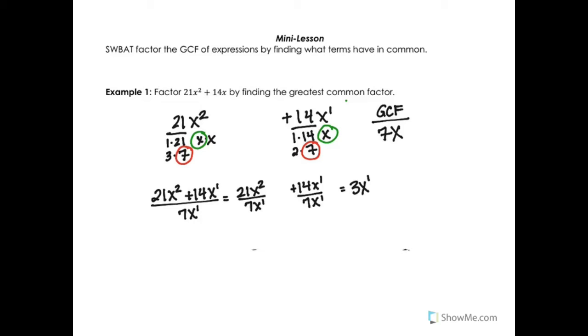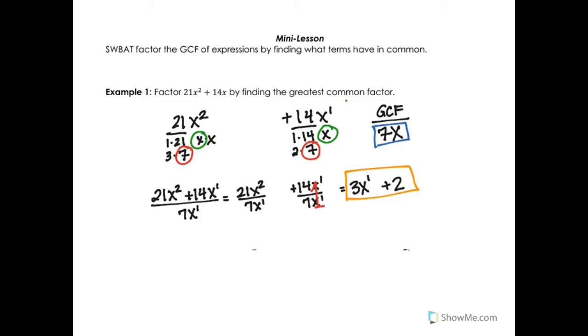Then we do the same thing for the second part of our expression. Positive 14 divided by 7 gives me a positive 2. And x to the first divided by x to the first is the same thing divided by the same thing, so that turns into a 1, which we don't have to write because 2 times 1 is just 2. So my GCF was 7x, and the other factor that we found by dividing by our GCF was 3x to the first plus 2.